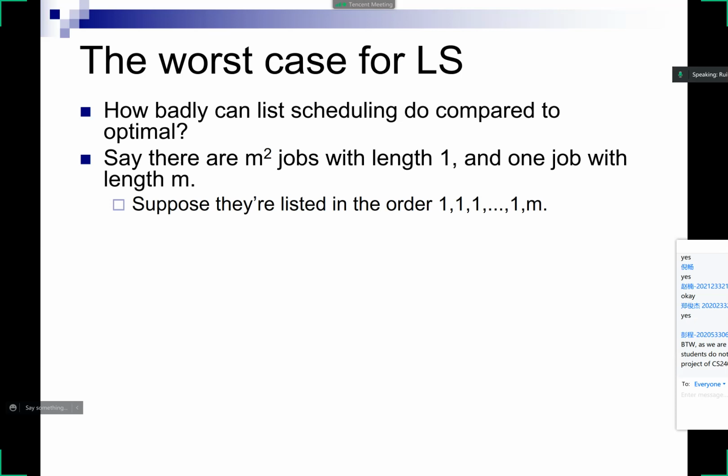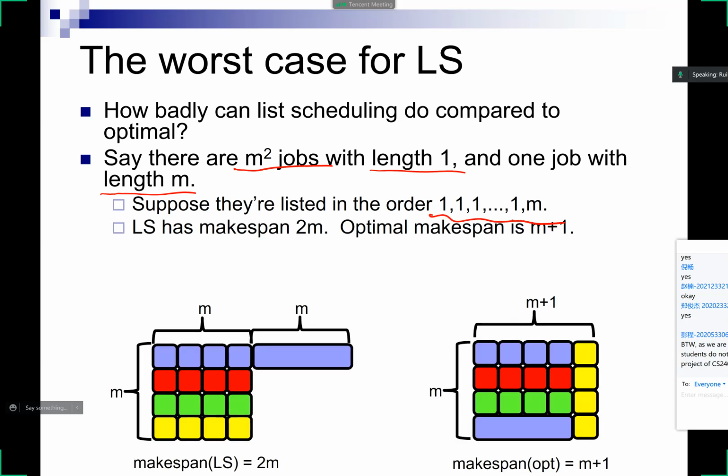So the bad performance is, basically you have a bunch of small jobs. Let's say that you have m processors and you have m squared small jobs with length 1. And then you have one very big job. Now you're going to take all your jobs in list scheduling and you can list them in some arbitrary order. So suppose you happen to list all the small jobs and then the big job.